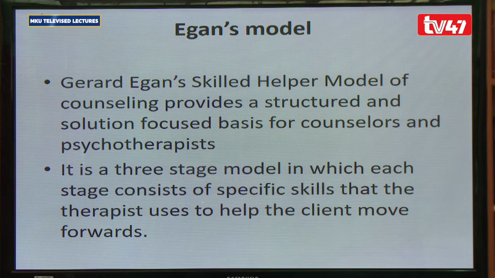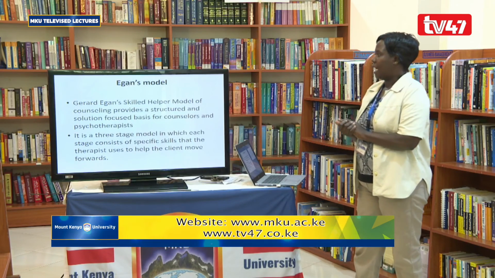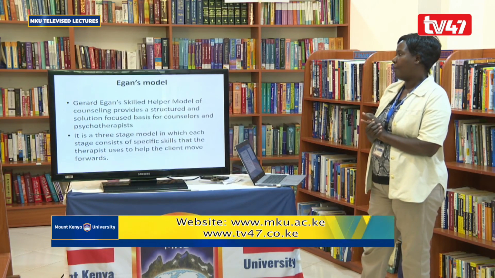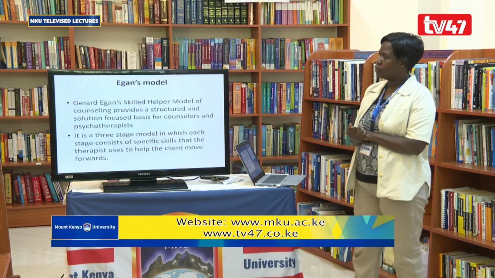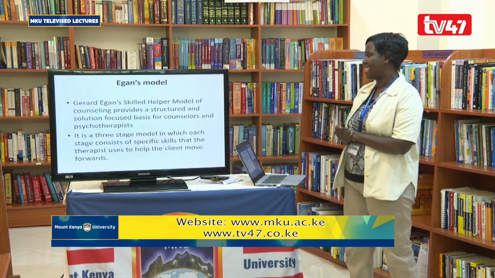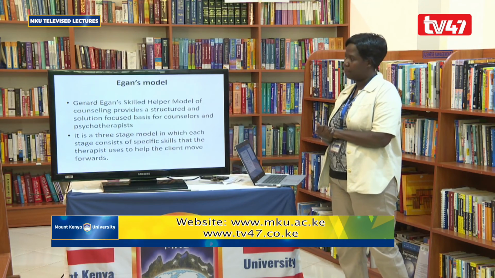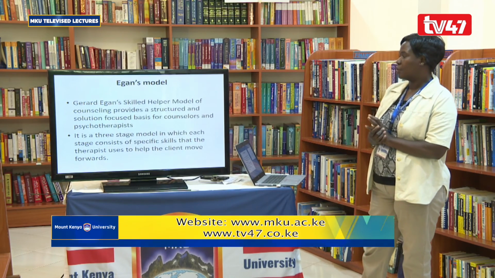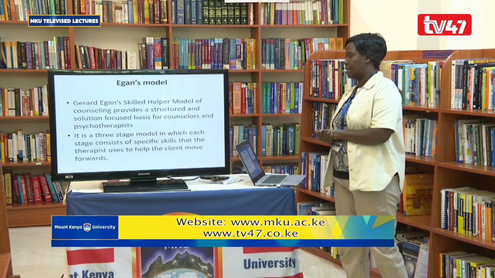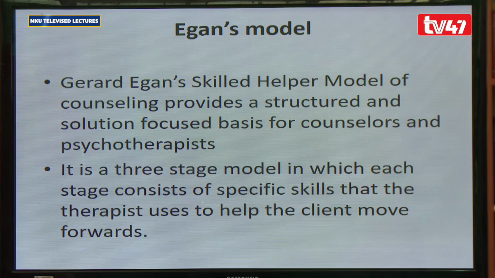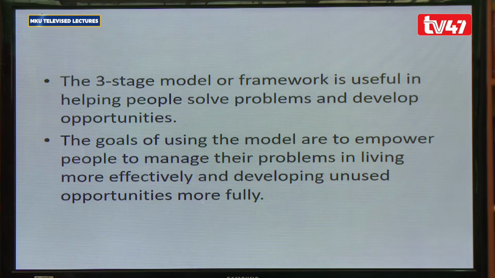Then we have Egan's model. Egan developed what we call a skilled helper model of counseling, which provides a structured and solution-focused basis for counselors and psychotherapists. It is a three-stage model, and it consists of specific skills that the therapist uses to help the client to move forward.